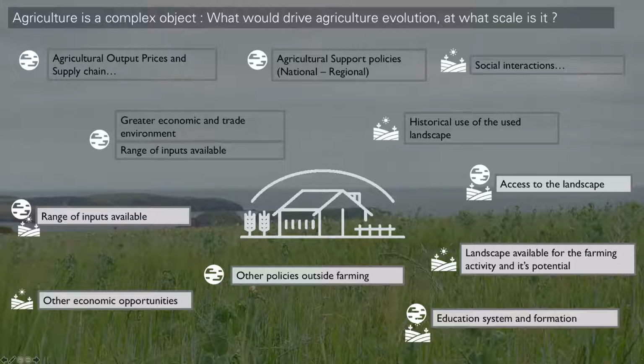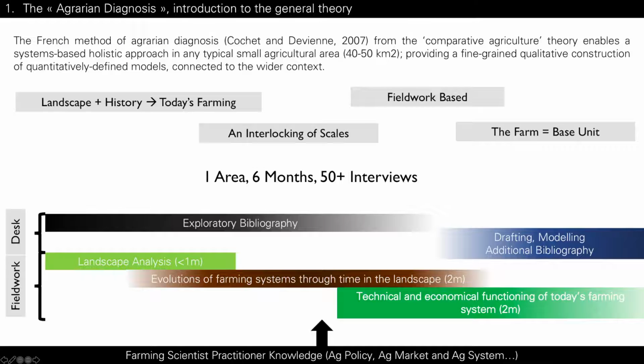So first, I'd just like to introduce the Agrarian Diagnosis by saying that agriculture is a complex object. It's very complex to understand what drives evolutions in farming. You can see that there are many factors that play into it, which makes it very difficult to understand what we're witnessing and to predict what's going to happen.